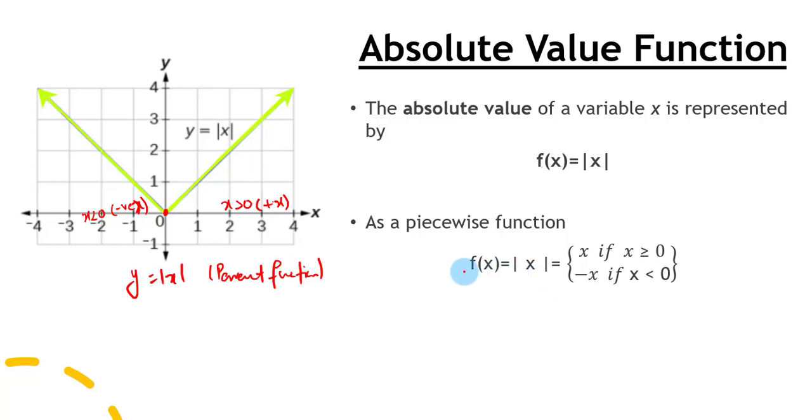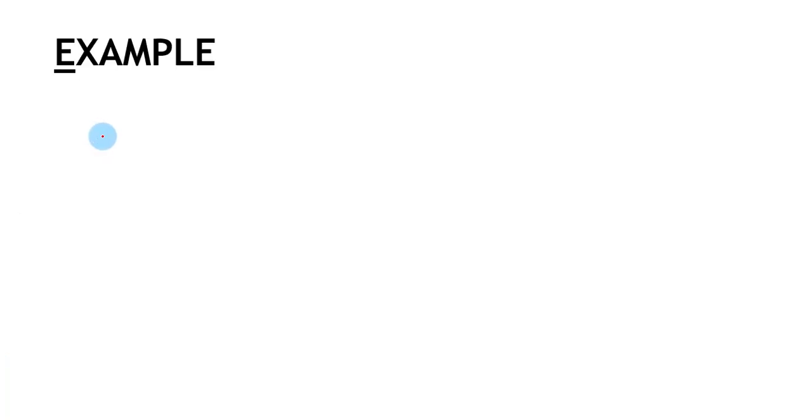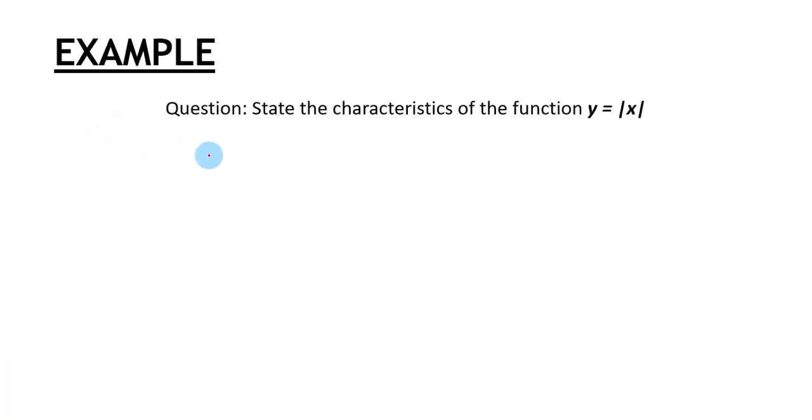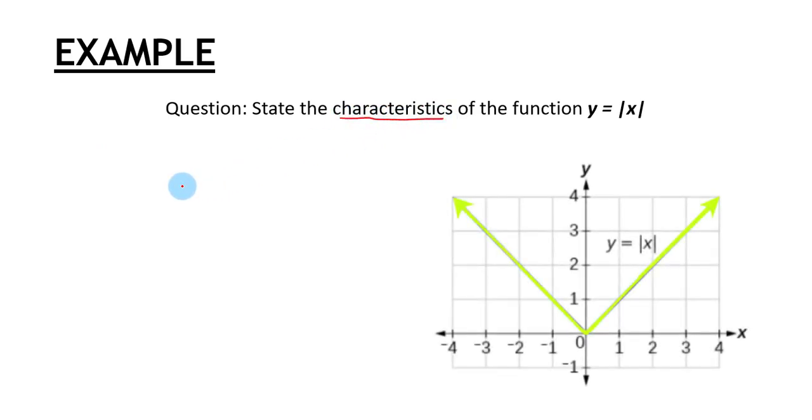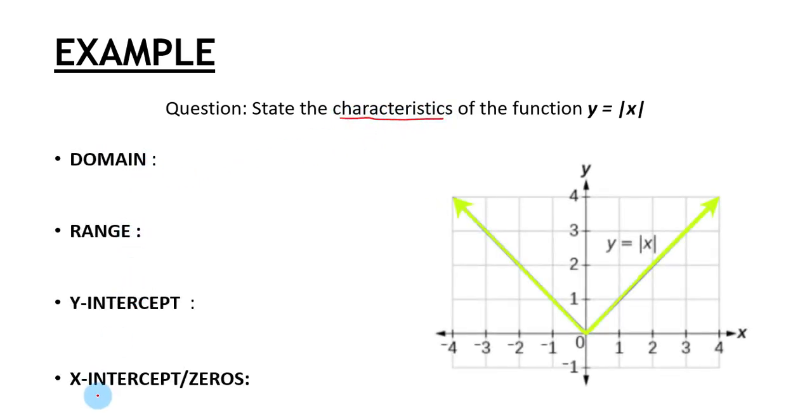But the value of your function y is always positive. You can see that on the graph as well: whatever values of x you take, positive or negative, the value of y is always positive for this absolute value function graph. So let's take this function and find its different characteristics, like domain, range, y-intercept, and x-intercept.